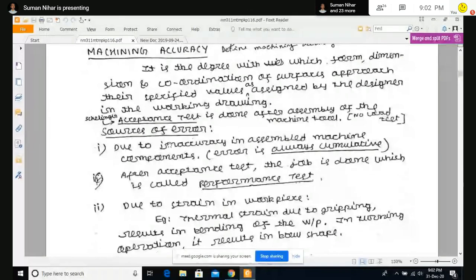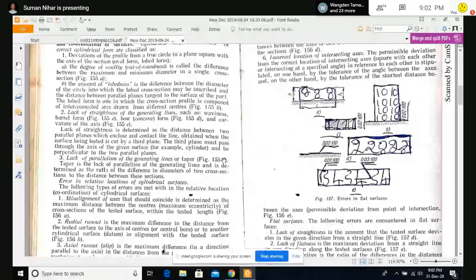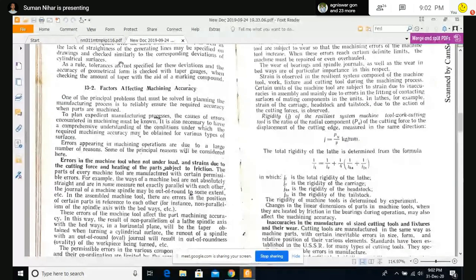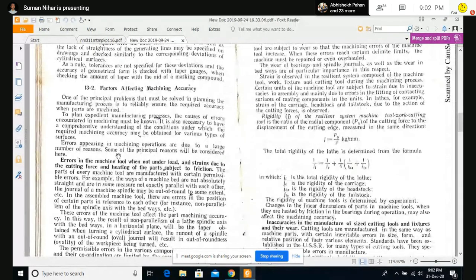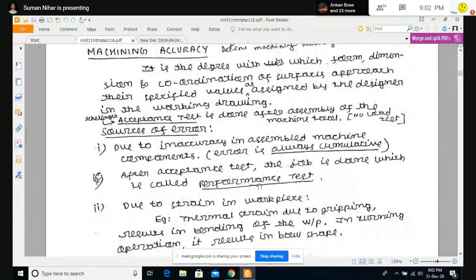That is the sources of error in machining: what are the factors that affect your machining accuracy. In this note I have already told you about the factors affecting machining accuracy. What are the factors that are affecting your machining accuracy? Due to inaccuracy in assembled machine components. Okay, here it has been given. That is, due to the assembly of different machine components, that error can happen. Thereafter the acceptance tests, the performance tests, then error due to strain in the workpiece. Okay.